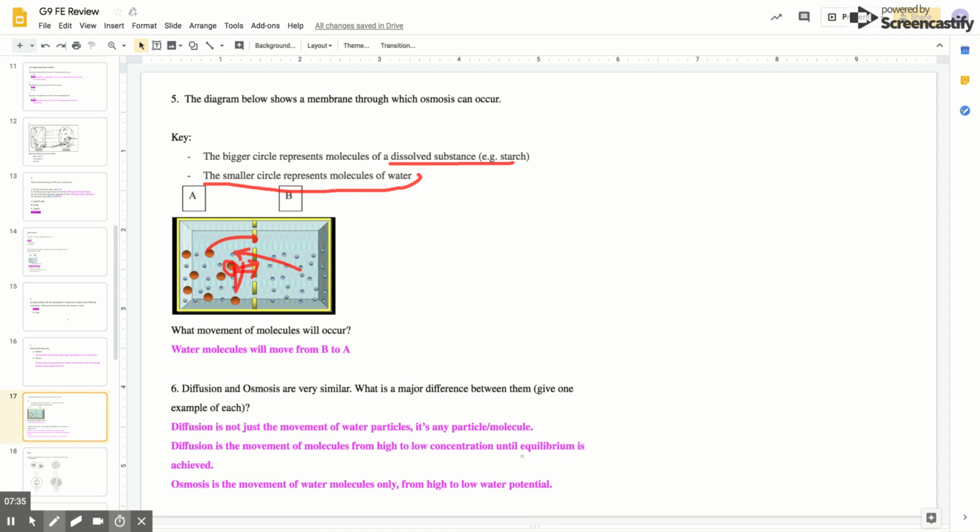That's also true for osmosis, that equilibrium has to be achieved before it stops happening, or before the net becomes zero. But in diffusion, it's the movement of any molecule, of molecules in general. In osmosis, it is focused on the movement of water molecules only, only from a high to a low water potential. So that's it for diffusion and osmosis.